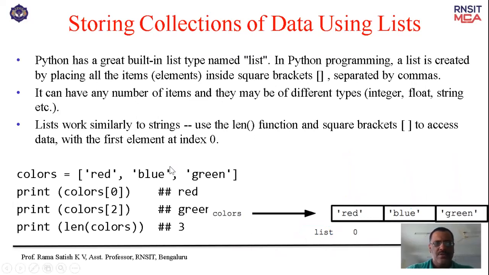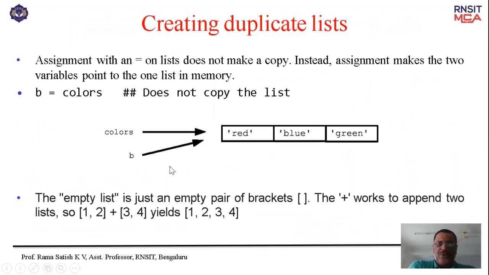Now, creating duplicate lists. How to create duplicate lists? Very, very important. Very simple. When you want to create a duplicate list, just assign the list to another variable name. Automatically, a duplicate list is created.